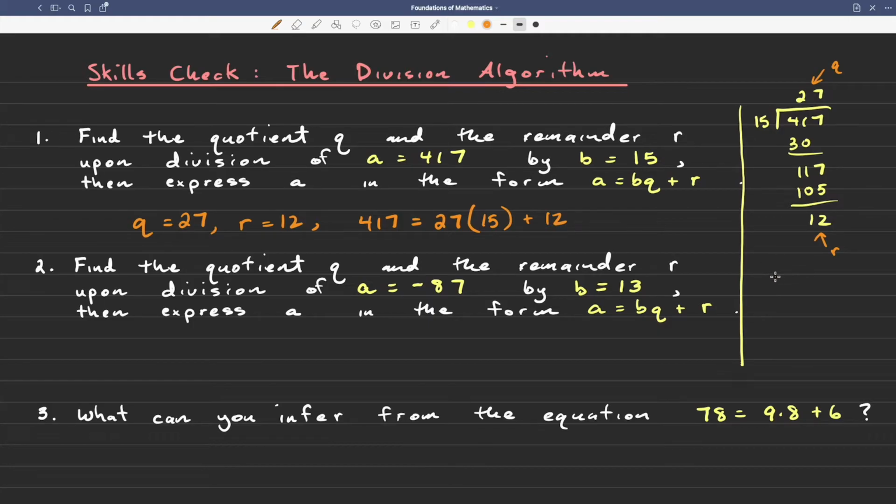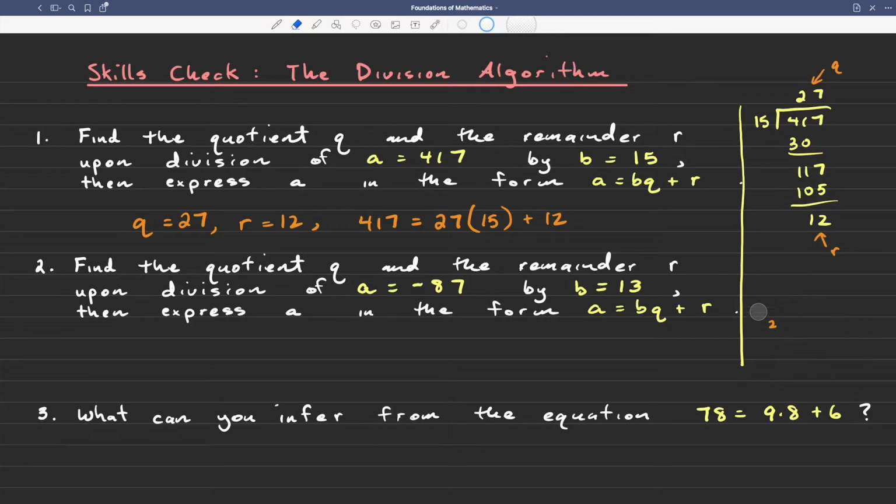So if I do 27 times 15, what do I get here? Let's see, 30, 4, 5, and then if we add 12 to that, we get 417. So it checks out. And then for the second problem, we need to divide negative 87 by 13 to find the quotient and remainder, and then write down the associated equation.